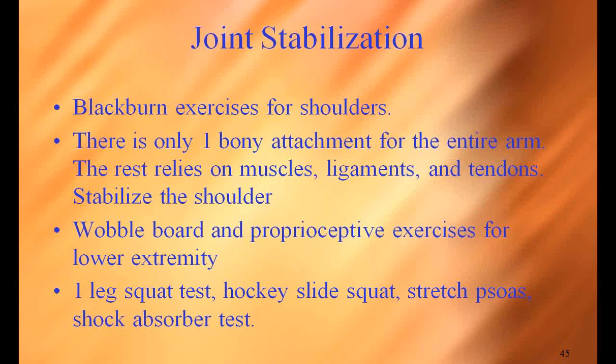And as far as for the legs, wobble board exercises and things called proprioceptive exercises for the lower extremity can be really important. And one thing I like people to do, especially when there's a sport that involves a lot of agility, whether it's hockey or basketball, football, is a one-legged squat test. If you can't do a one-legged squat without bobbling all over the place, then your joints aren't stable enough to really be pursuing that sport at that point in time. You're really opening yourself up for a lot of injury. So trying to significantly strengthen those stabilizers will make a big difference in your performance.